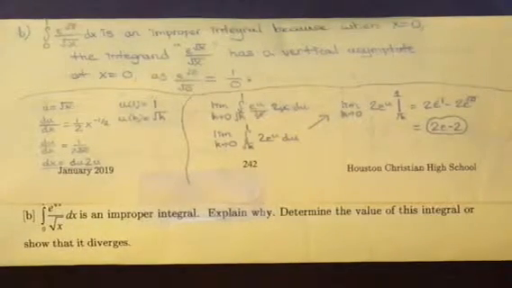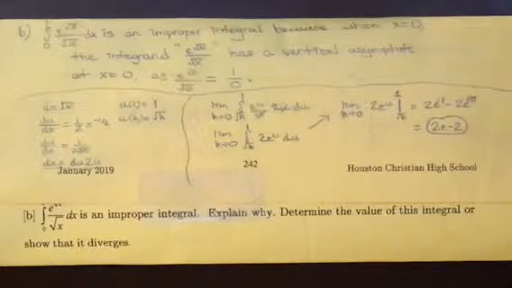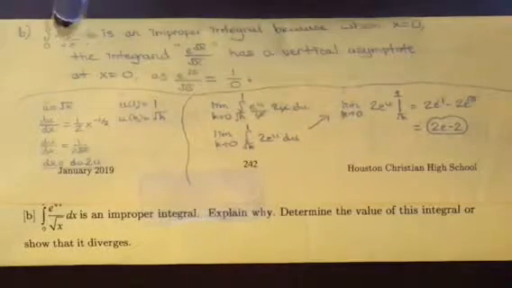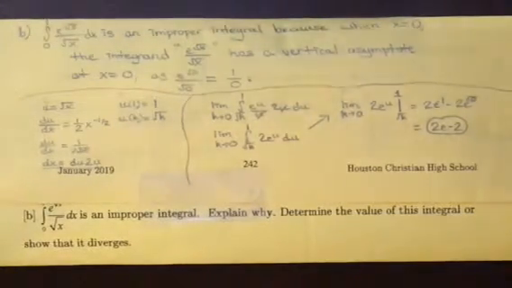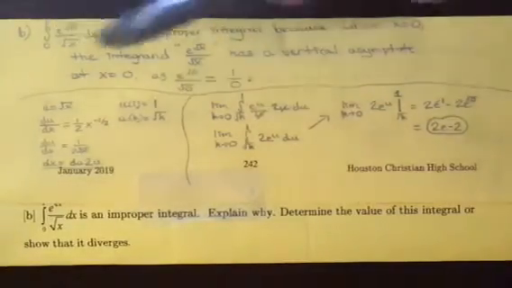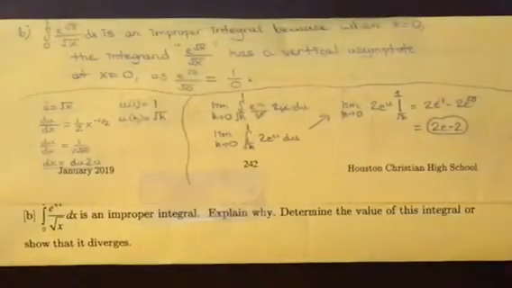And so you can sort of just tell by eyeballing it that this integral is improper, because an improper integral is one that has one of its bounds infinity or negative infinity, or its integrand function has a vertical asymptote somewhere in the bounds of integration, which in this case are 0 and 1.